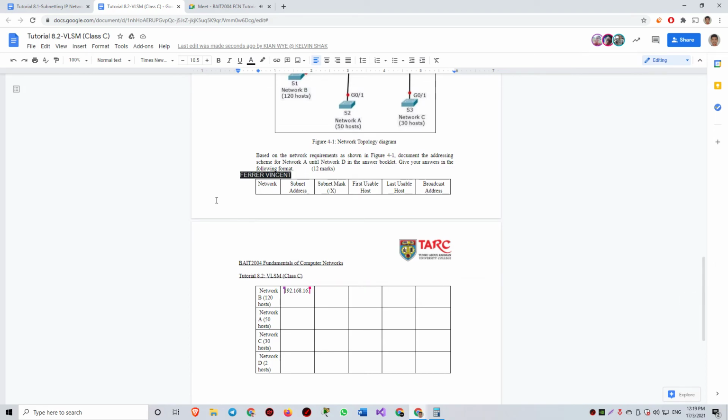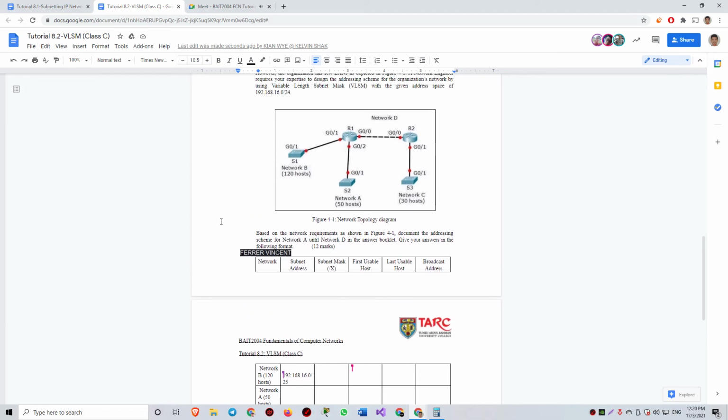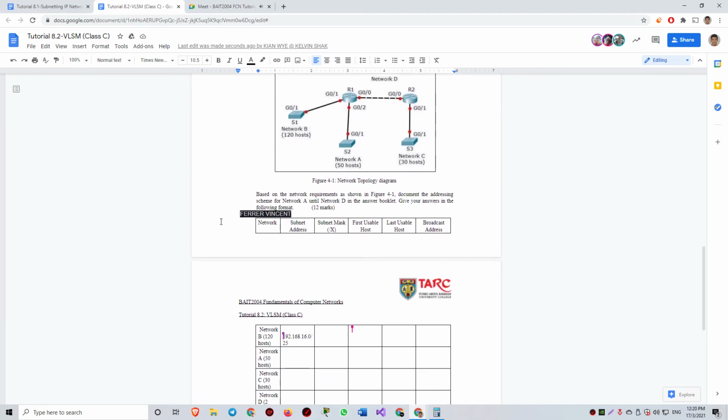right? At least seven, because 2 power 7 gives you 128, which can cover 120. Okay, so if you allocate 7 bits for the host part, you only borrow 1 bit. Okay, hang on. Let me just share my screen.